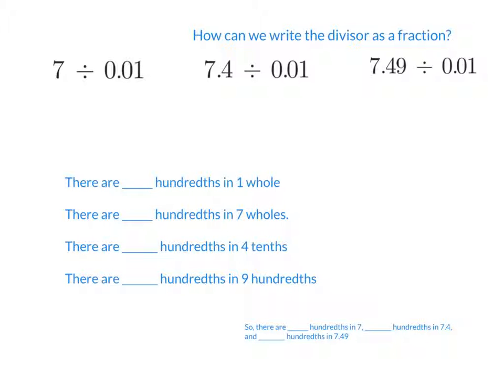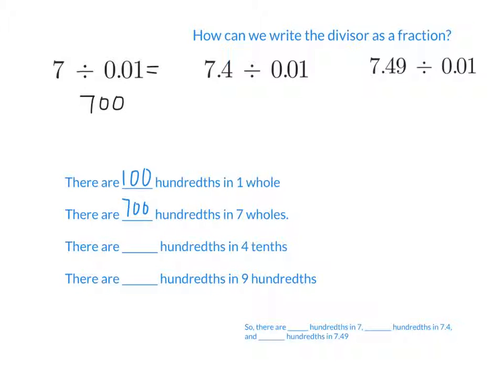This question right here is asking us how many hundredths fit into 7? Well, how many hundredths fit into one whole? Okay, but here we have 7 wholes. So how many hundredths fit into 7 wholes? So 7 divided by 0.01 is equal to 700.